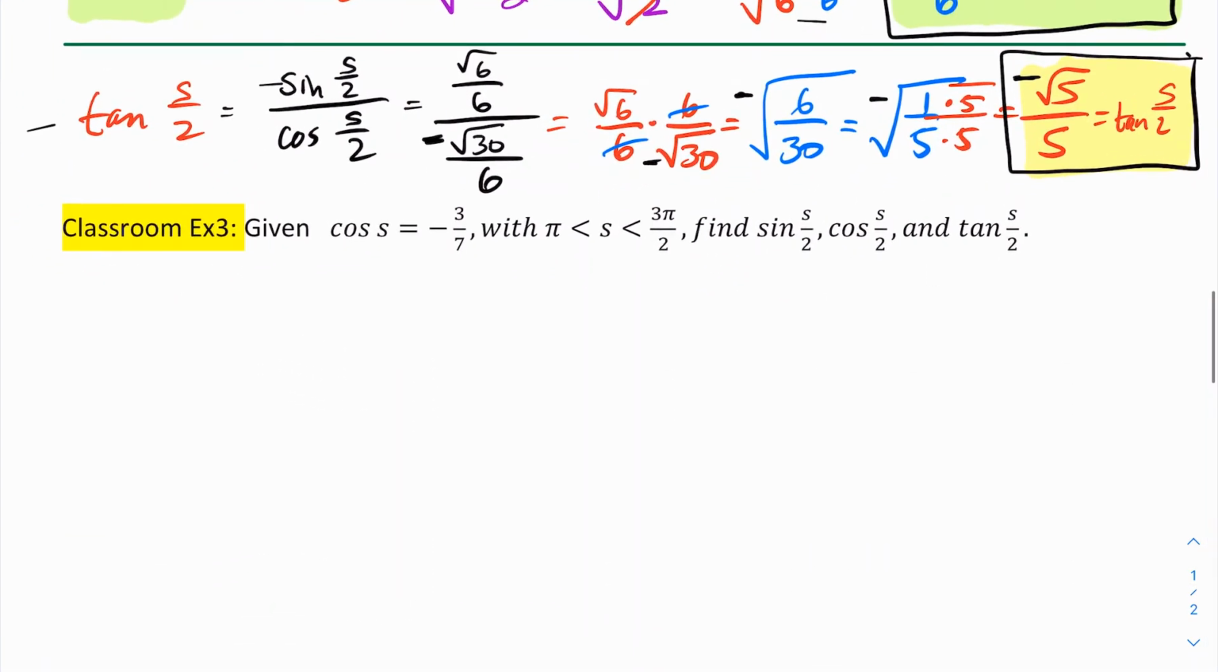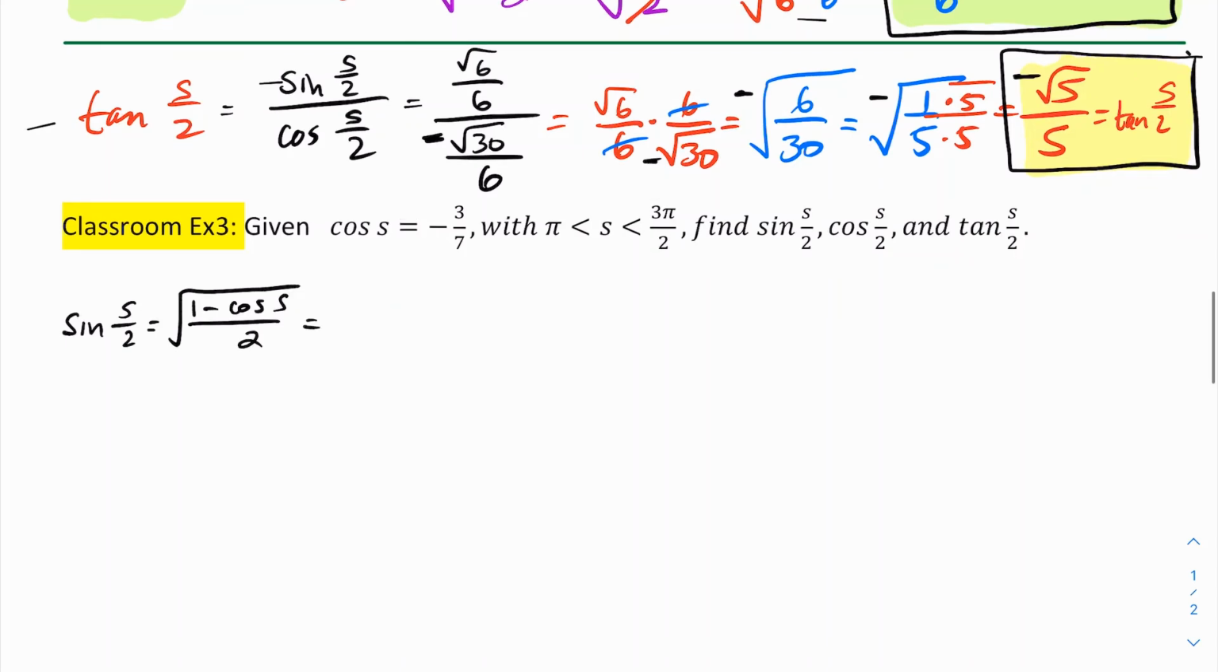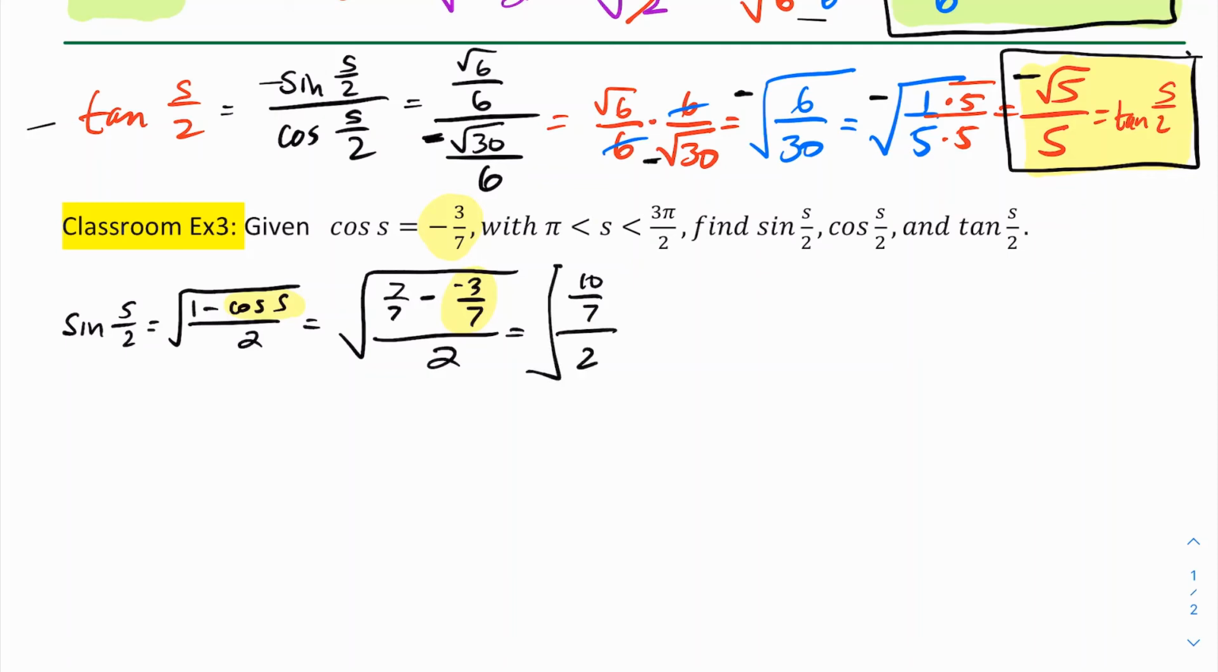All right, for the next problem, sine of s over 2 is going to be the square root of 1 minus cosine of s over 2, which will equal 1, which in this case will be 7 over 7 minus negative 3/7. I'm talking about this value here, over 2, which will be 10/7 over 2.